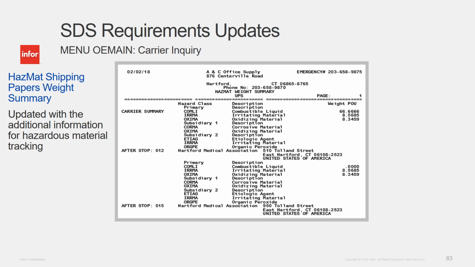And last but not least for this project, the original hazmat shipping papers weight summary was updated with the additional information for hazardous material. And you can see here over on the right under the section break line, that we tested also with a label of POU for pounds in addition to the default labels of LBS. Well, you know, just because we could.